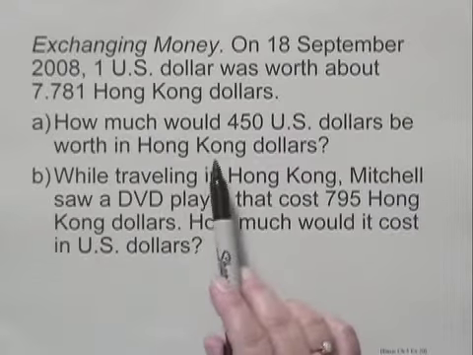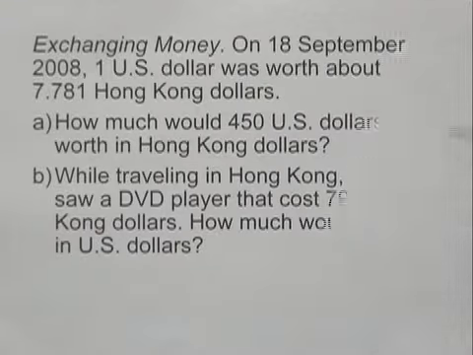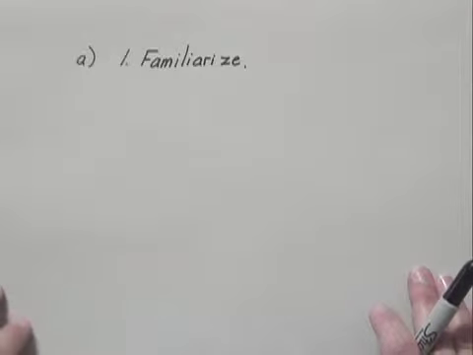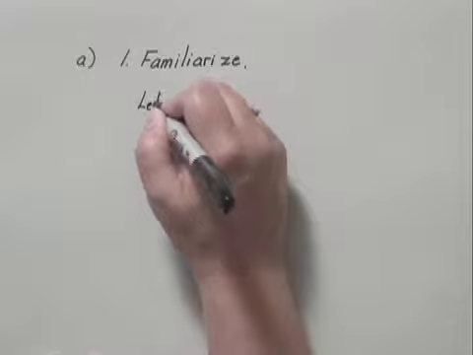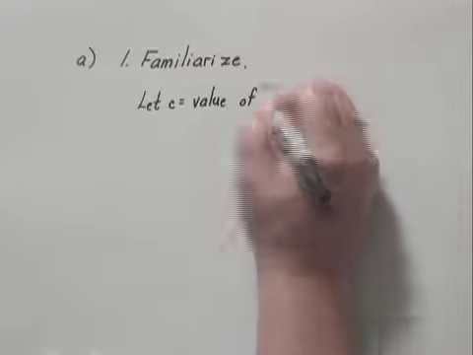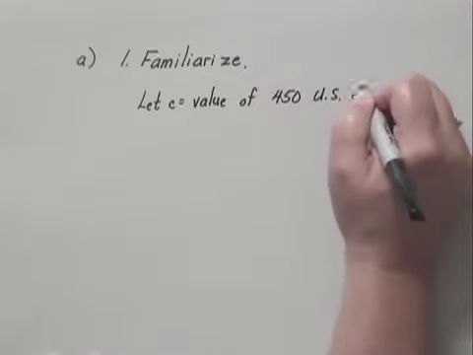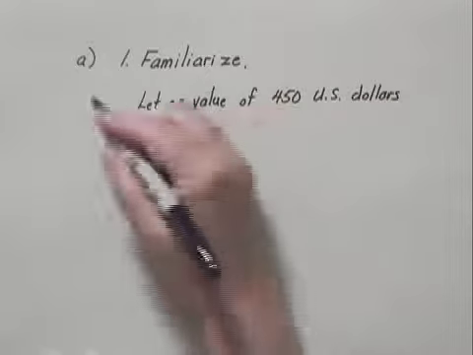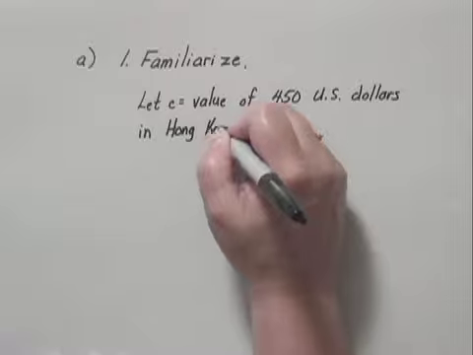We'll solve Part A and Part B each using the 5-step problem-solving process. And the first step in that process is to familiarize ourselves with the situation. We will let C represent the value of 450 US dollars in Hong Kong dollars. And that's in Part A, the first question we were asked to solve in Hong Kong dollars.